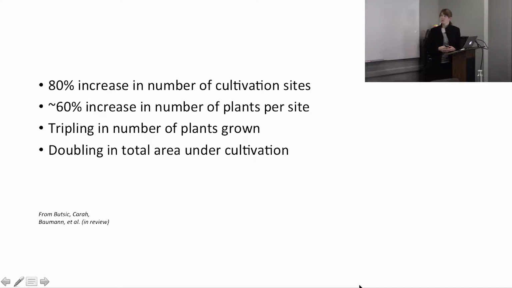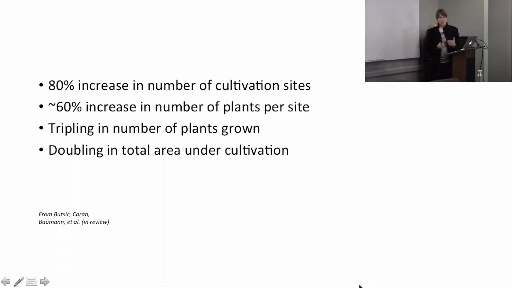We did that for Humboldt County and Mendocino County. We mapped 50% of the HUC 12 watersheds in each of the counties and looked at size and location relative to metrics of environmental sensitivity as well. We found an 80% increase in the number of cultivation sites between 2012 and 2016, and a 60% increase in the number of plants per site. So we've got intensification and extensification.